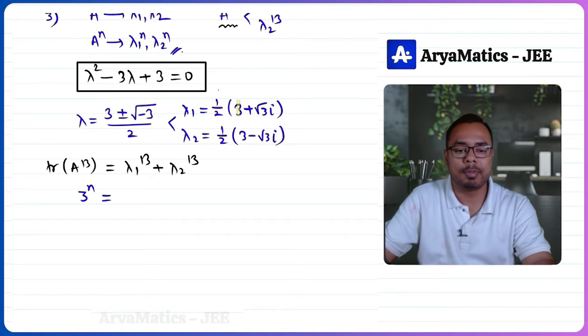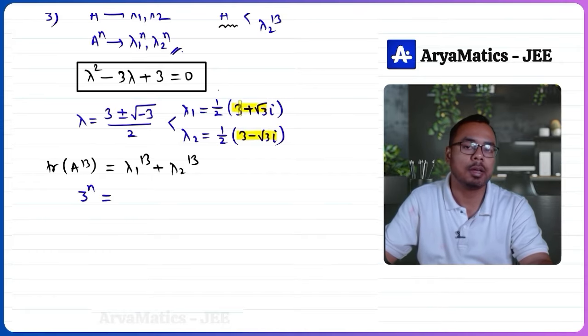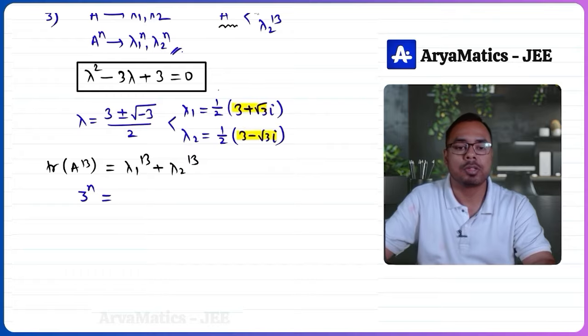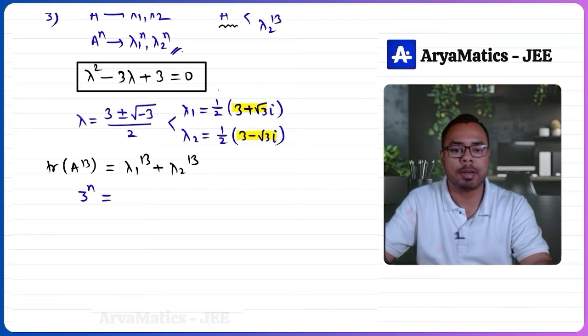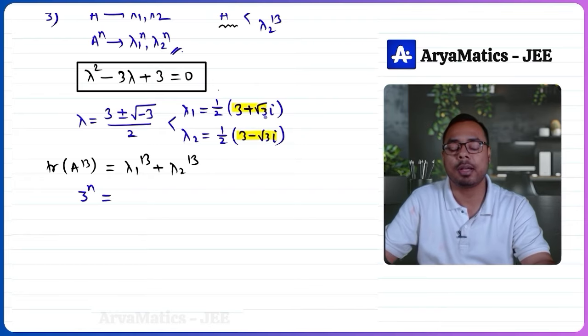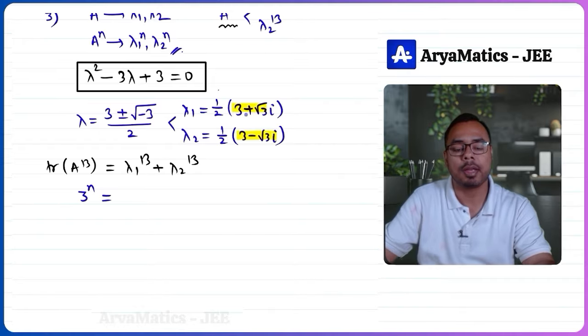Now, in most of the problems, you will get simple eigenvalues, simple integers, but here we are getting a complex number. So if I have to calculate any large power of a complex number, then we know that we have to express that complex number in polar form or Euler's form, and then use De Moivre's theorem.